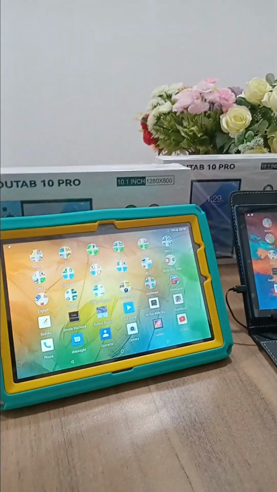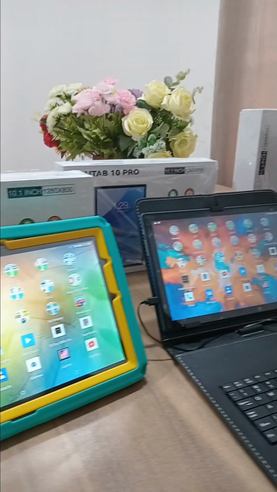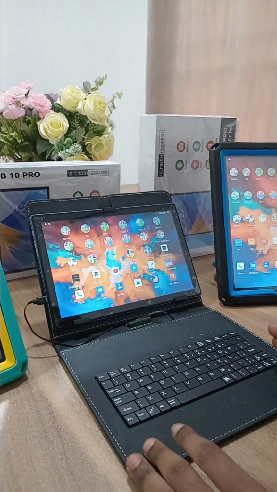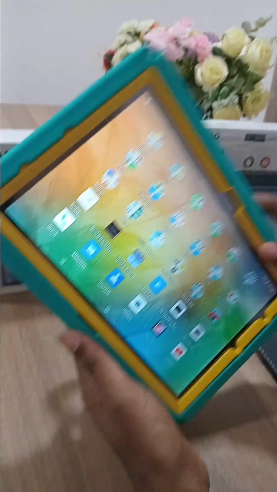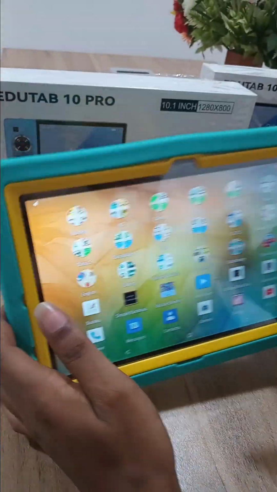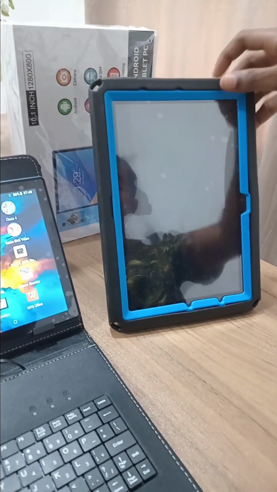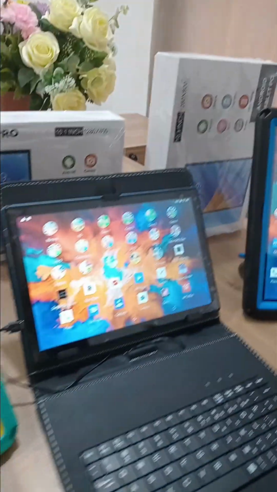This is Dakota EduTablet, and here we have the EduTab 10 Pro. It is actual 4 gig RAM on 64 gig internal storage. In this particular case, which is a 360 case, it has an extra layer that provides an extra shield for the screen. You can also have it in a keyboard case, and we have the 360 case in different colors.